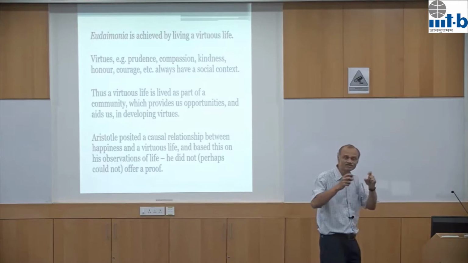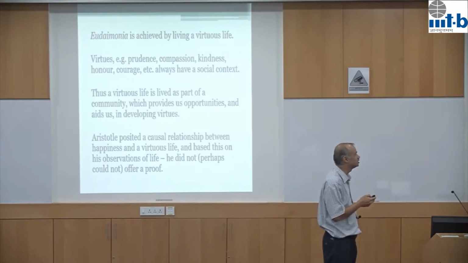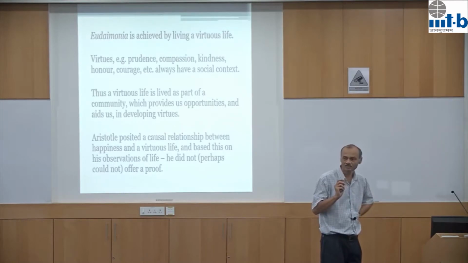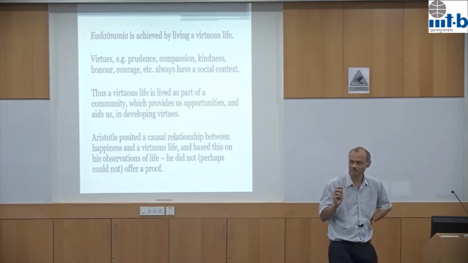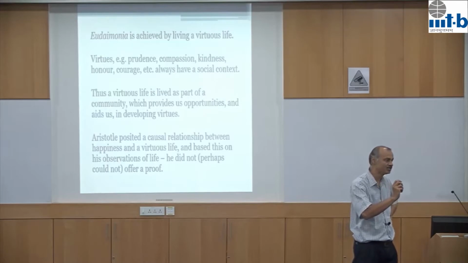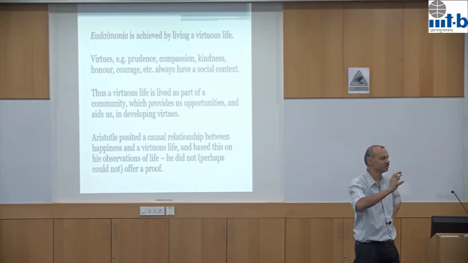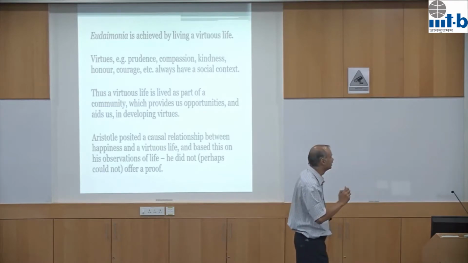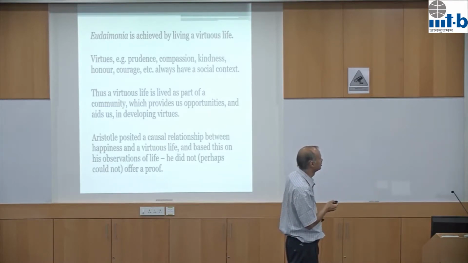Aristotle says in brief, eudaimonia is achieved by living a virtuous life. His ethics is called virtue ethics because he says happiness is achieved by living a life of virtue. Such as virtues, lots of virtues.